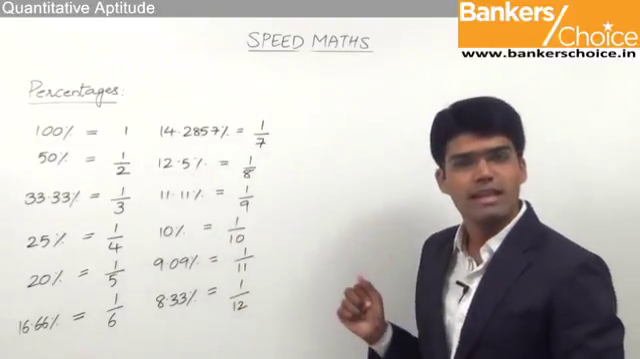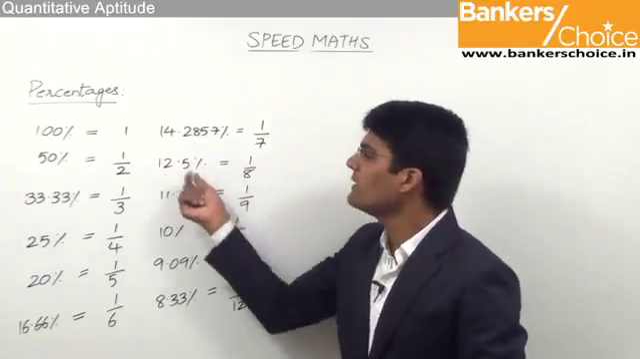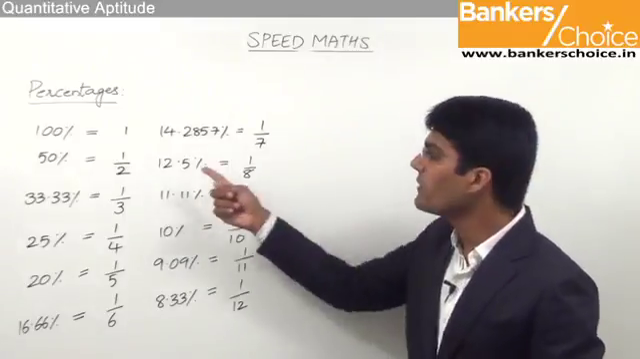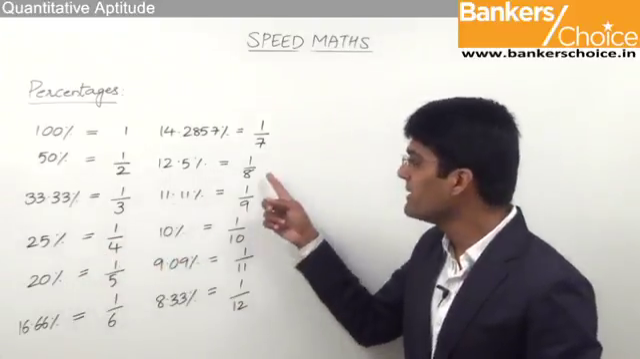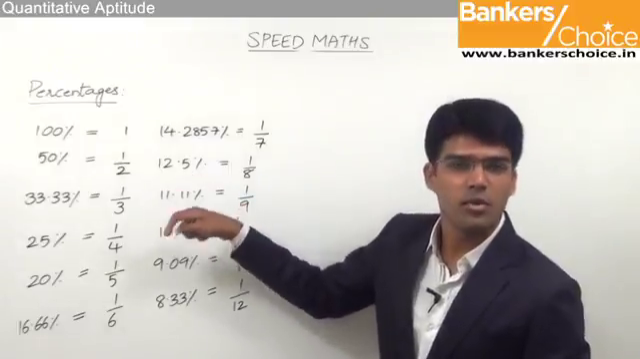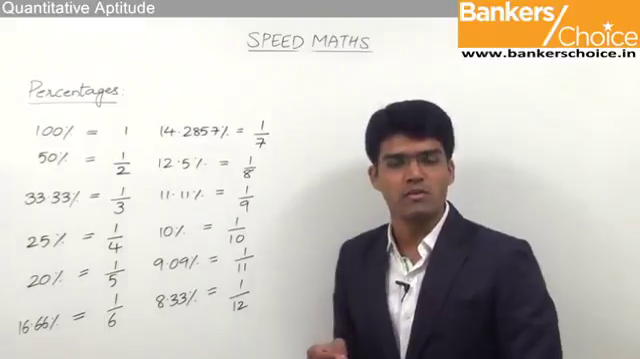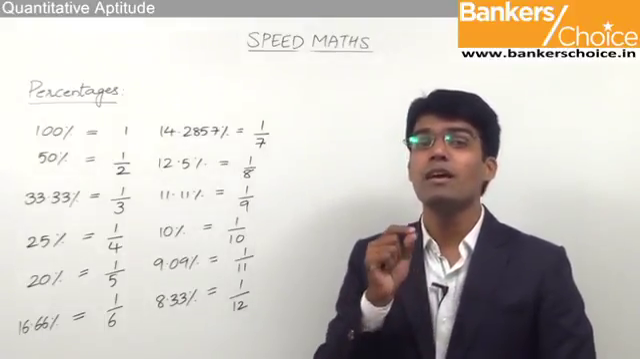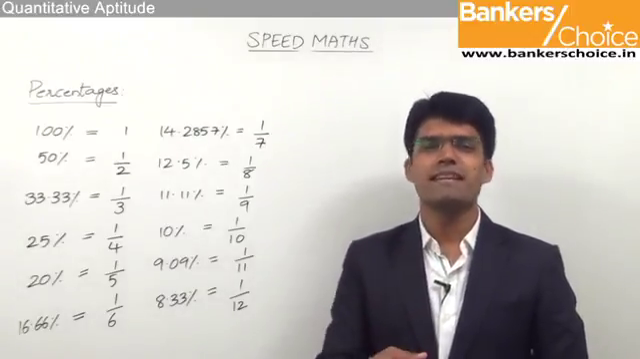12.5% equals 1 by 8. Now here let's multiply both sides by 2. 12.5 into 2 is 25. 1 by 8 into 2 is 2 by 8 or 1 by 4. 25% equals 1 by 4, which is already known to us. Multiply by 3: 12.5% into 3 is 37.5%, and 1 by 8 into 3 is 3 by 8. So from this moment onwards, 37.5% is not just 37.5%. It will be equal to 3 by 8. So as and when we need 37.5%, you simply take it as 3 by 8.